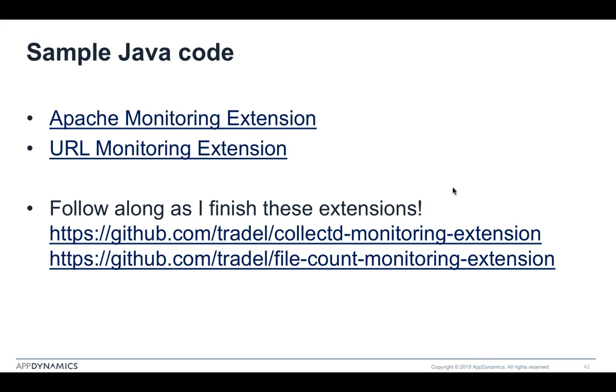The Apache extension and the URL monitoring extension were both made according to our best practices. So they have Mavenized build systems, they have README, they have license. They're structured kind of the way that we like to see them. So if you want to follow our method of doing it, check out the code for those two.